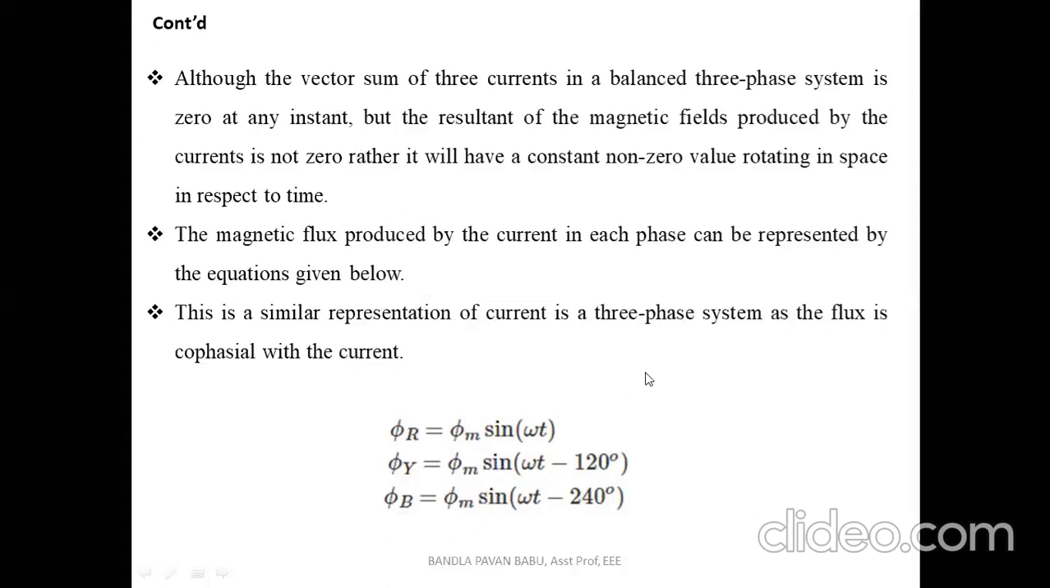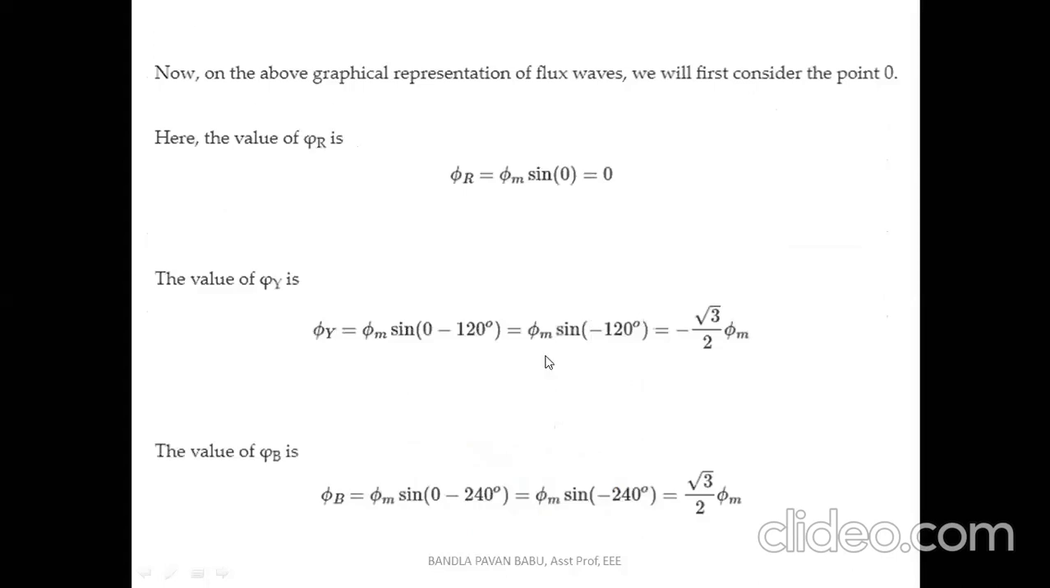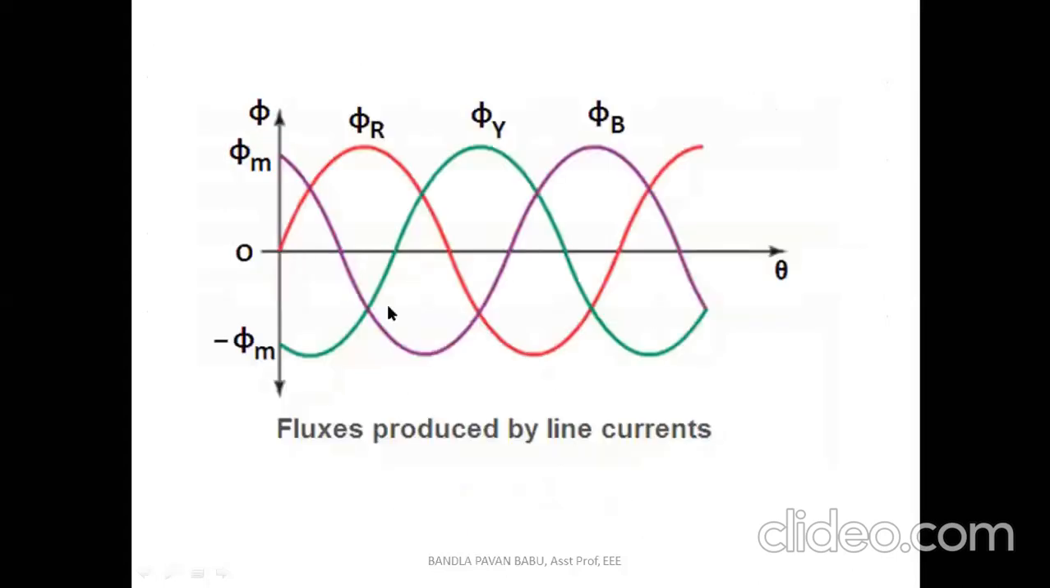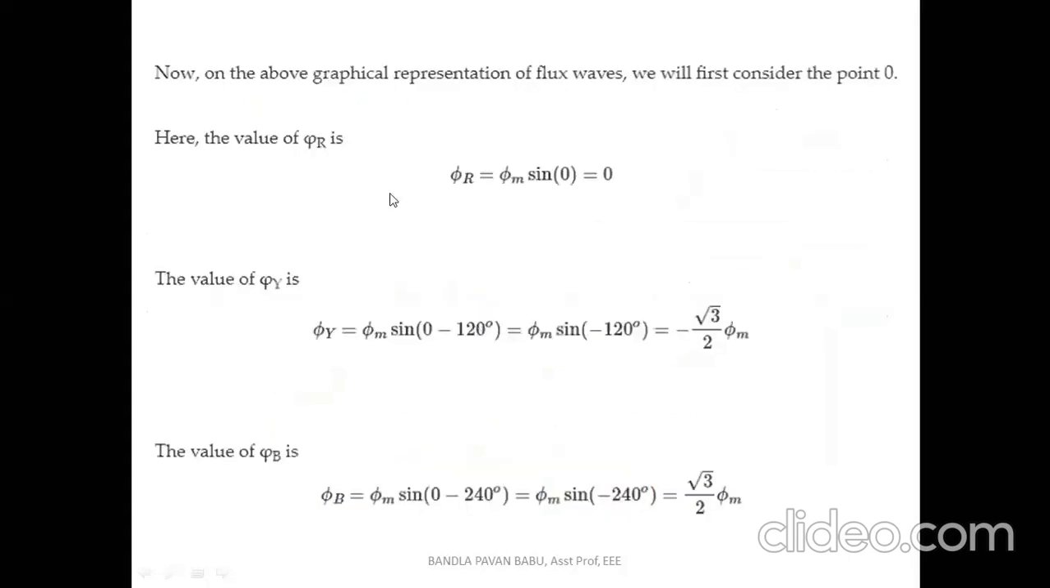So let us check for the first position, that is angle 0. Substitute omega t equal to 0, and we need to find out the value. Phi r is 0, phi y is minus root 3 by 2 into phi m, phi b is root 3 by 2 into phi m. After substituting omega t equal to 0, these are the values.